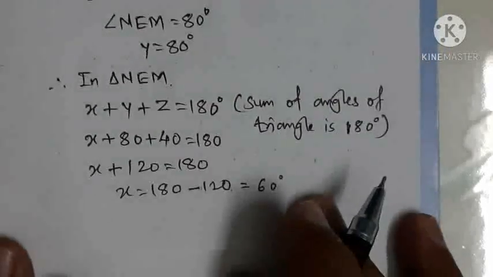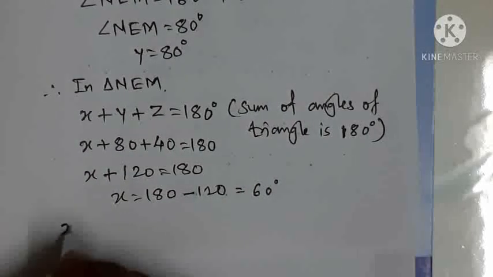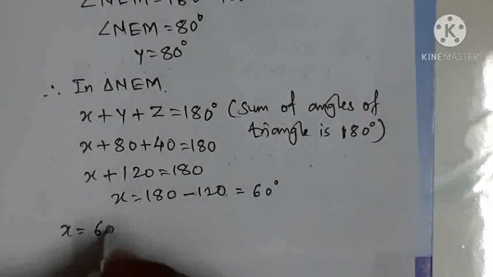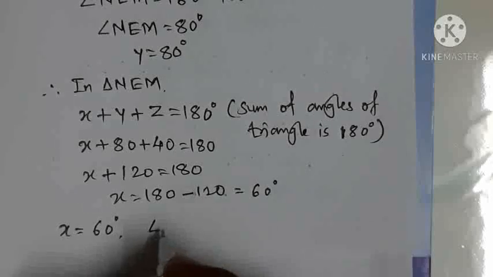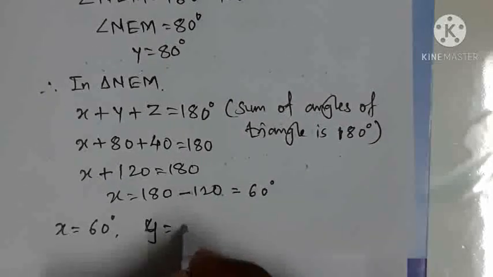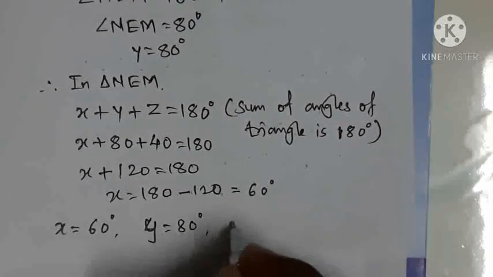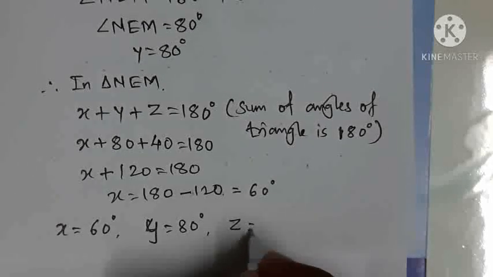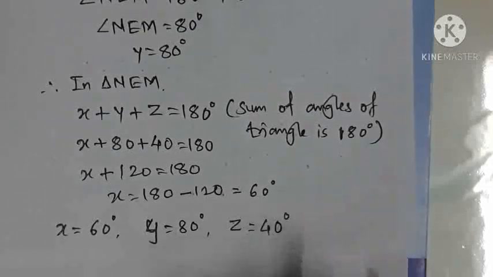Therefore, we write down in this way: angle X is equal to 60 degree, angle Y is equal to 80 degree, and angle Z is equal to 40 degree. In this way, we solve this example.